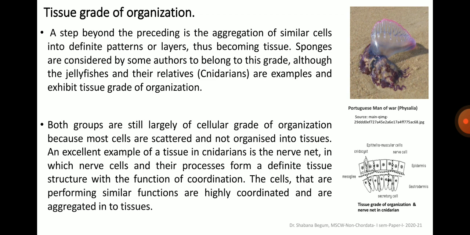This picture will give you the structural organization in the case of tissue grade or level of body organization, where you can see the outer ectoderm, the inner gastrodermis layer, and in between there is a mesoglea layer. Apart from that there is a nerve net in between. There are cells called epitheliomuscular cells, etc.